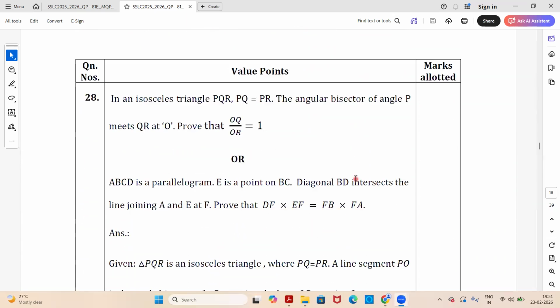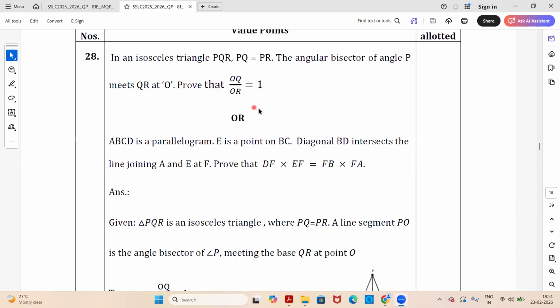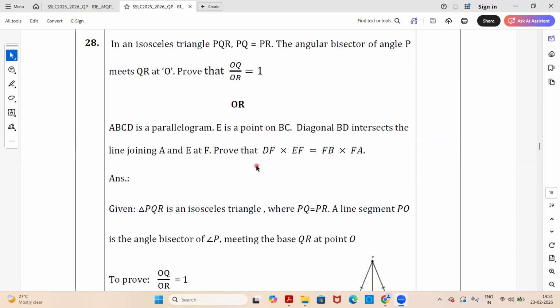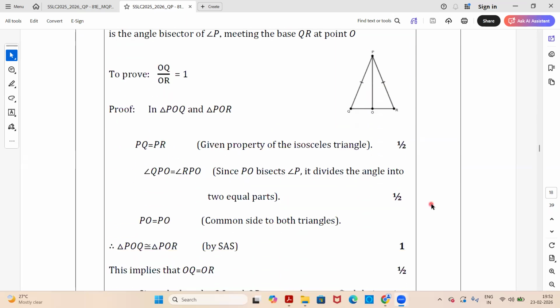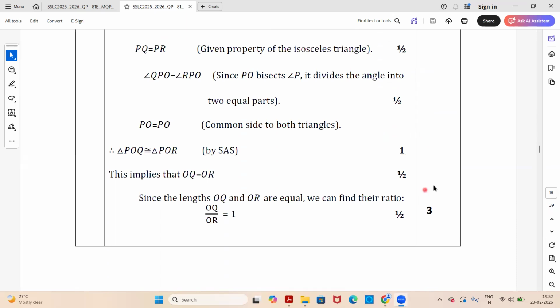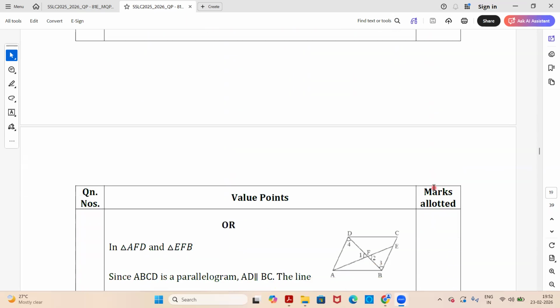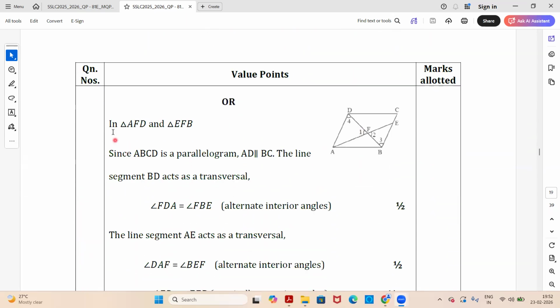Then question 28 again has option in it. 2 questions, one is here and the second question is here. So answer for the first question starts from here. Marks allocation is given here. And the second answer is from here.